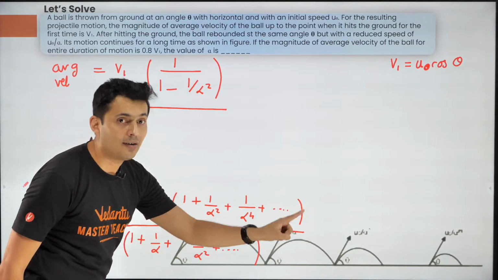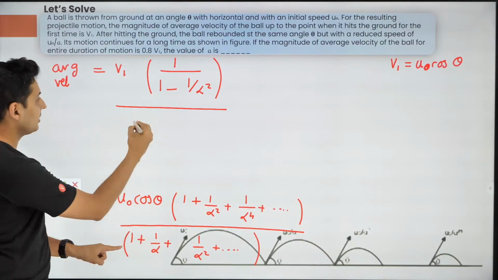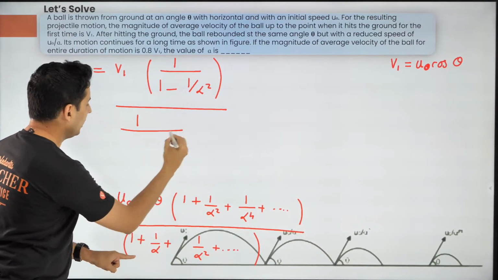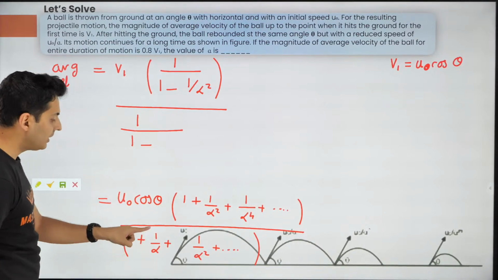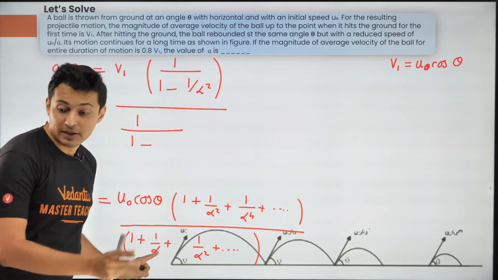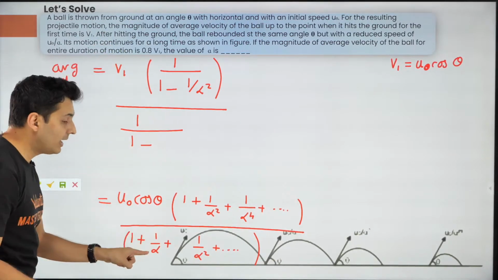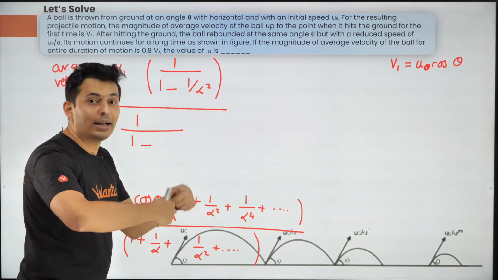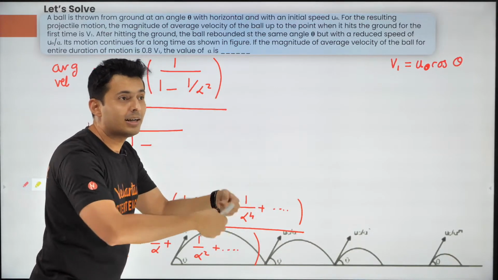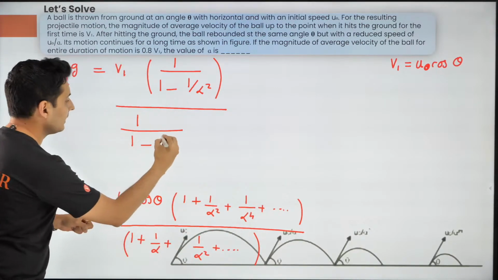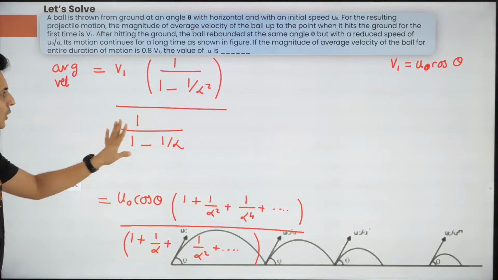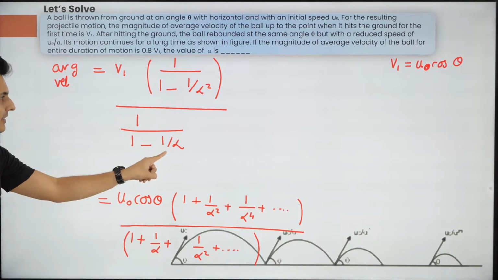And the denominator, look at it. Again, it's an infinite GP. First term is 1 upon 1 minus common ratio. It's 1 by alpha, not 1 by alpha square. So 1 by alpha into 1 by alpha into 1 by alpha and so on. So that's the common ratio, 1 by alpha. I hope you can see that.